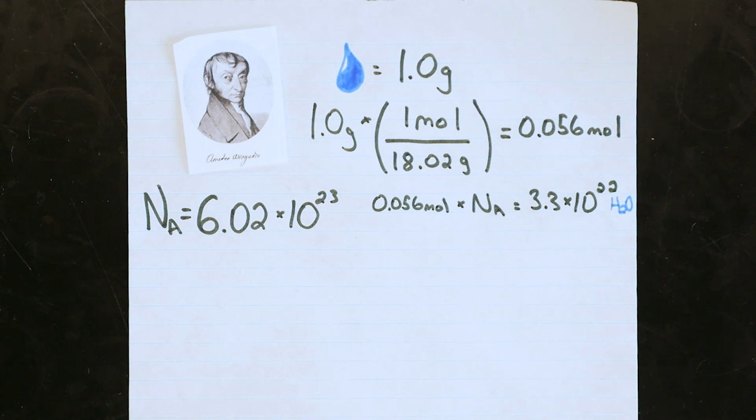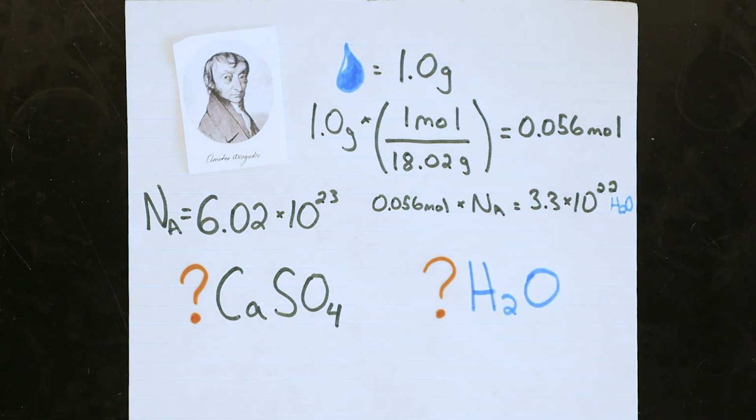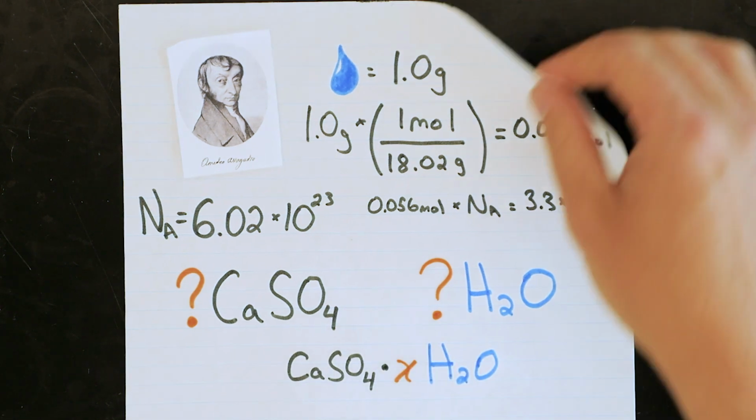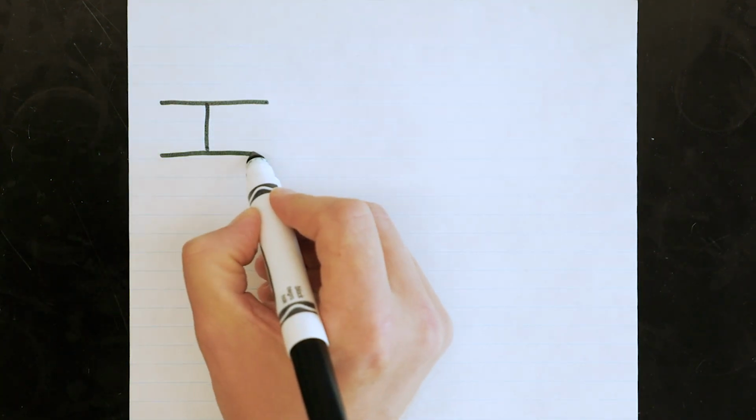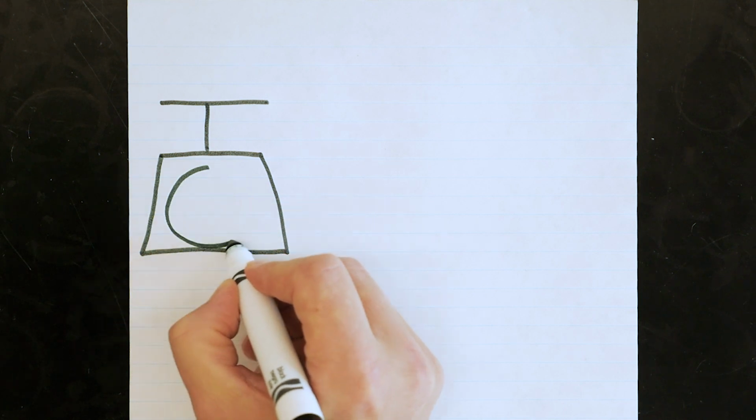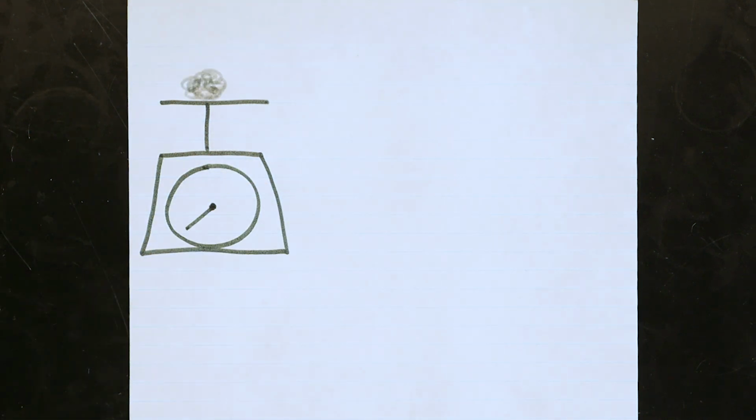So what I need to do with the hydrate is somehow count how many calcium sulfate molecules I have and how many water molecules I have, and then I can work out how many waters are attached to each calcium sulfate on average. The only problem is that the water is actually attached to the calcium sulfate, so here's what we'll have to do. We'll start by weighing how much gypsum we have.